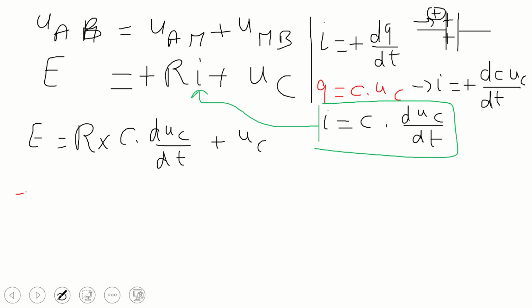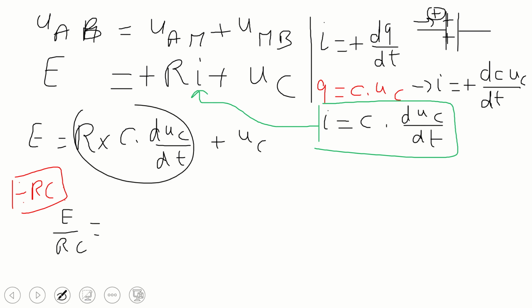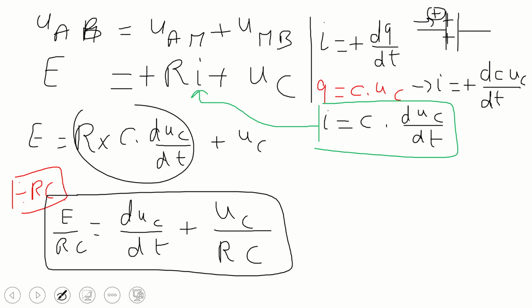Now we can divide the whole equation by RC. So we obtain E over RC equals dUC over dt plus UC divided by RC. So this is the differential equation that governs the variation of voltage across the capacitor during the charging phase.